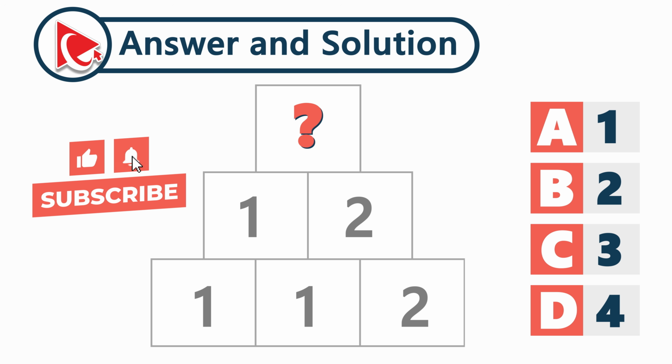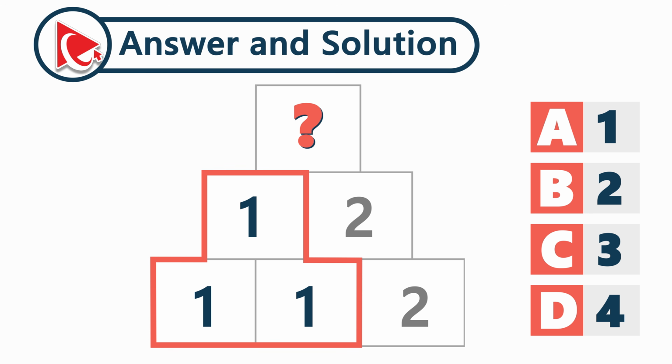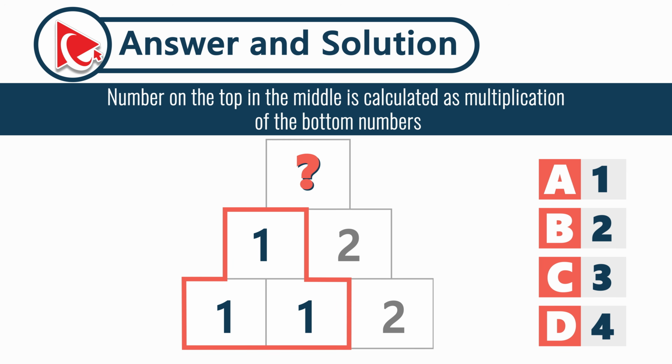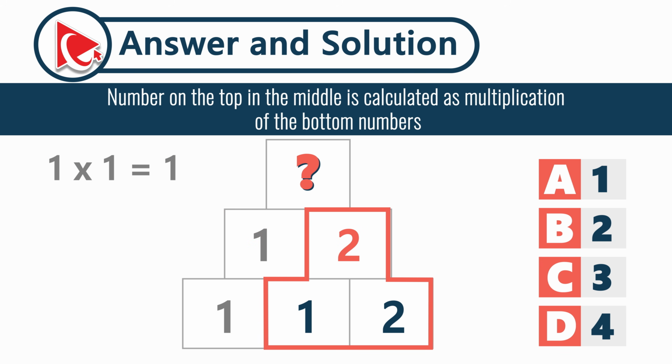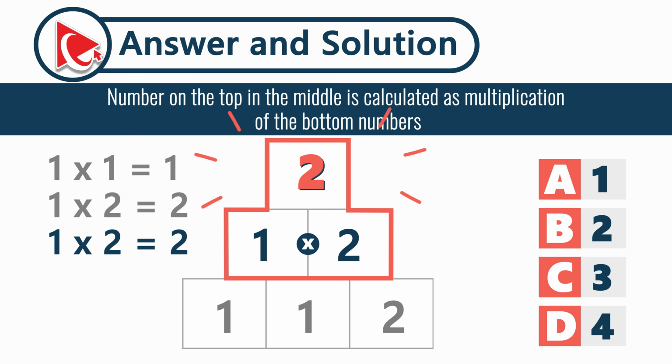Take a close look at the pyramid. From the larger pyramid, you can form smaller pyramids. For example, 1, 1, and 1 would be a smaller pyramid. And the number on the top of the small pyramid is calculated as multiplication of the bottom numbers. Let's look at the example. 1 multiplied by 1 equals 1. Let's look at the next small pyramid. 1 multiplied by 2 equals 2. And the missing number can be calculated as 1 multiplied by 2 and would also equal 2. And the correct answer here is choice B, 2.